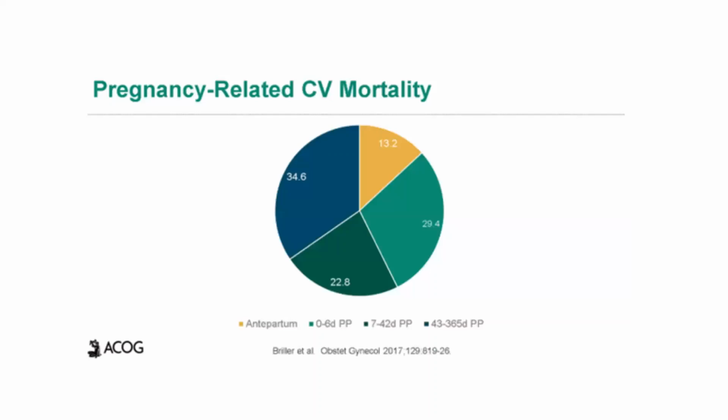And this again is a really good pie graph that I think shows the main one I want you guys to pay attention to. And really what I want you to take away is that this pregnancy related cardiovascular mortality chart shows that 34.6% of women ended up having a cardiovascular related mortality, dying 43 to 365 days postpartum, right?